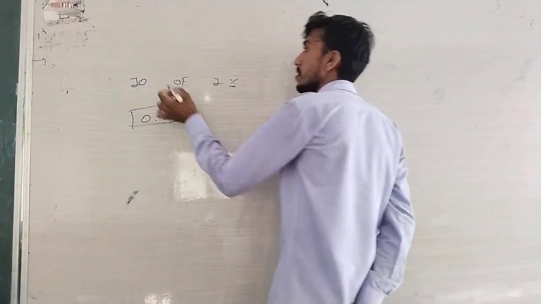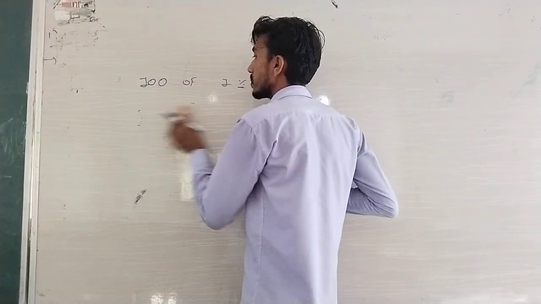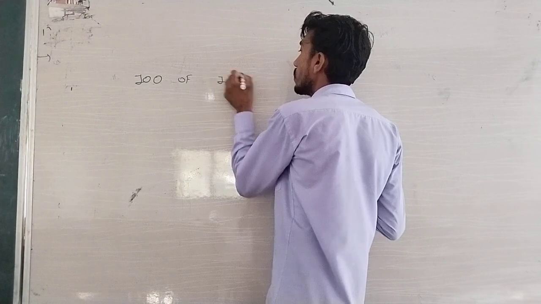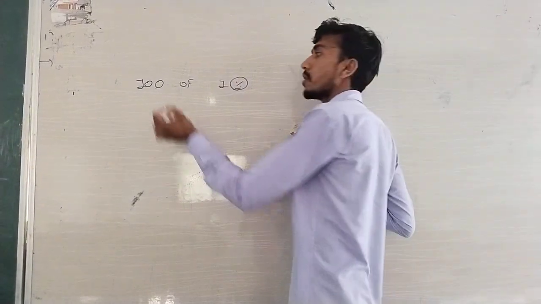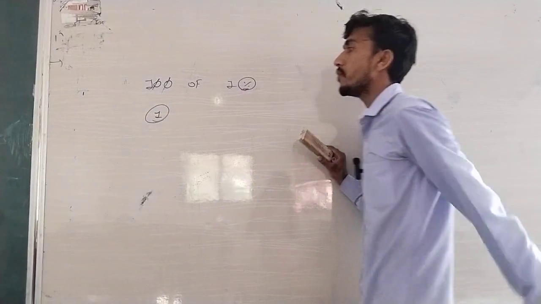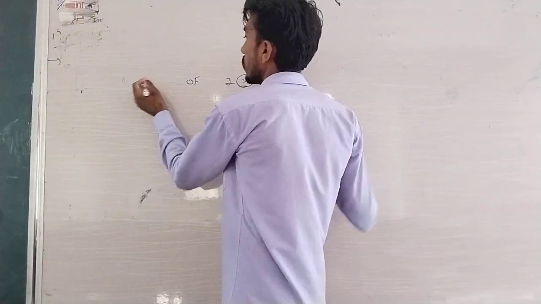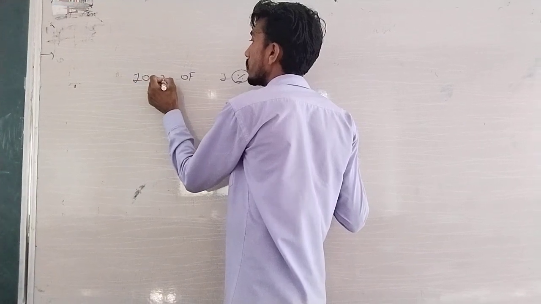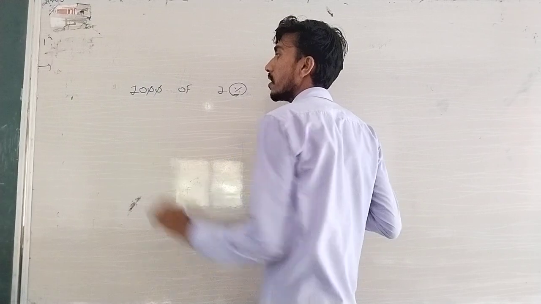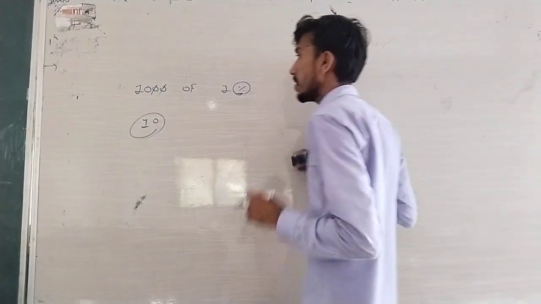If I add a 0, 100 of 1%. So what is my answer? You can see percentage has two zeros. So I cross out the two zeros. So my answer is 1. If I add a 1,000, so percentage has two zeros. So I cross out the two zeros. So my answer is 10.